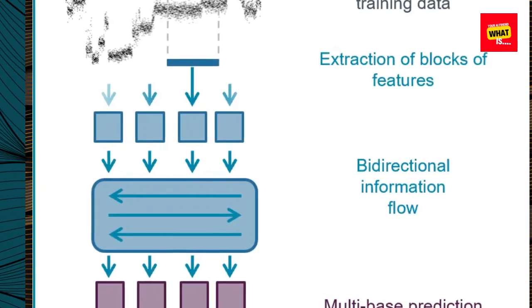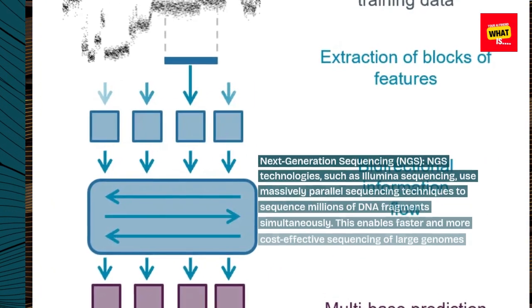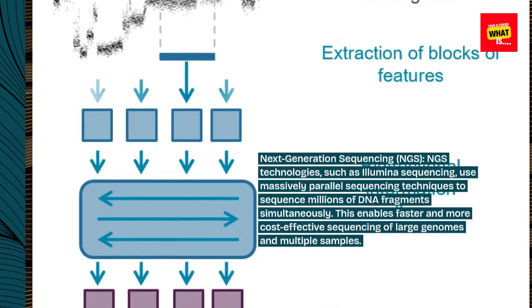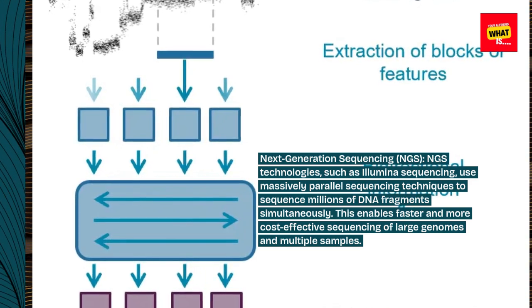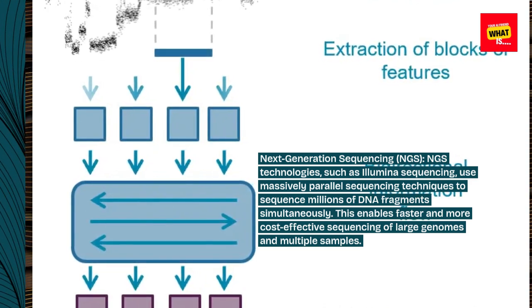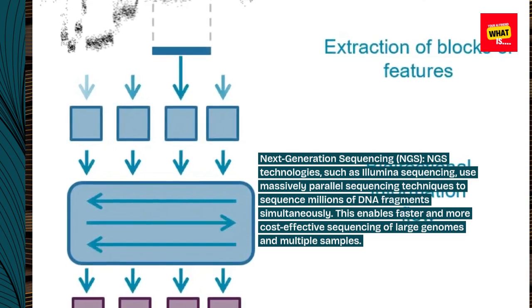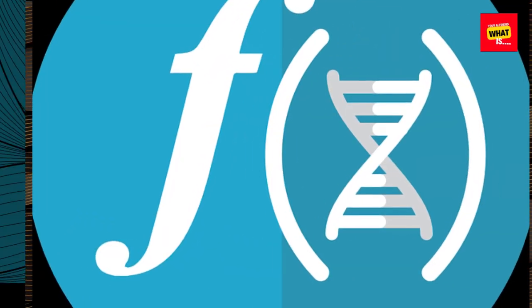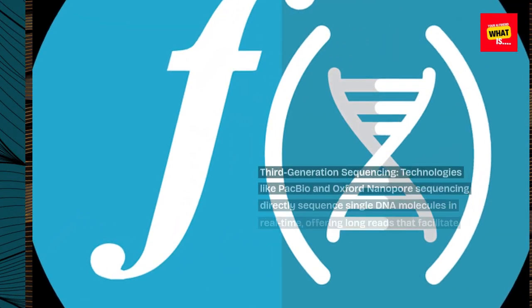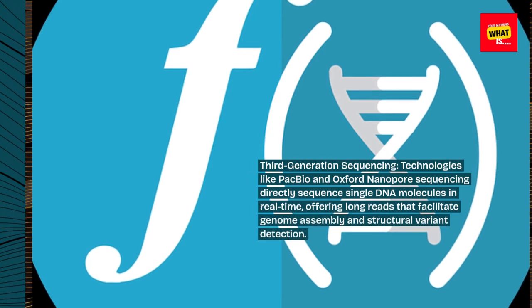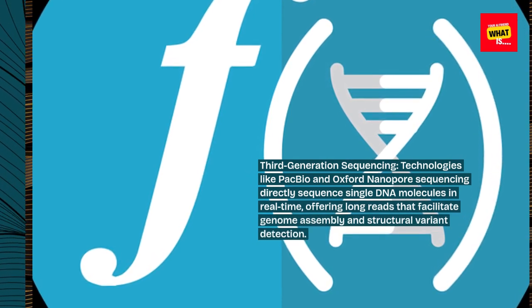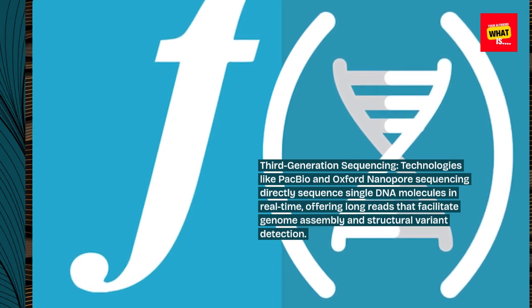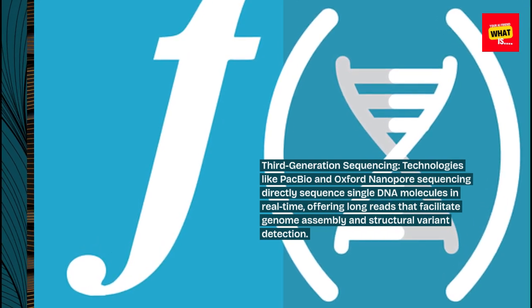Next-generation sequencing, NGS technologies, such as Illumina sequencing, use massively parallel sequencing techniques to sequence millions of DNA fragments simultaneously. This enables faster and more cost-effective sequencing of large genomes and multiple samples. Third-generation sequencing. Technologies like PacBio and Oxford Nanopore sequencing directly sequence single DNA molecules in real time, offering long reads that facilitate genome assembly and structural variant detection.